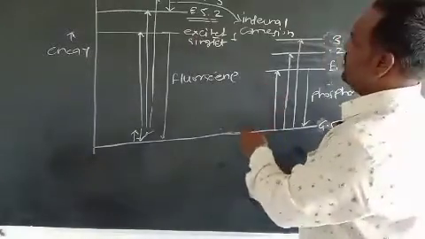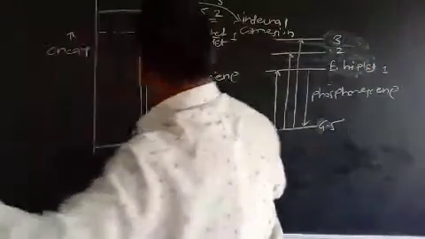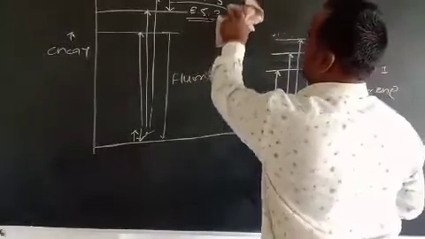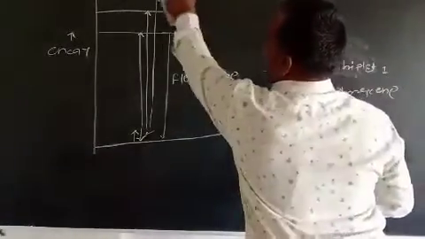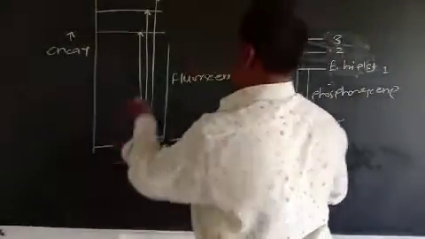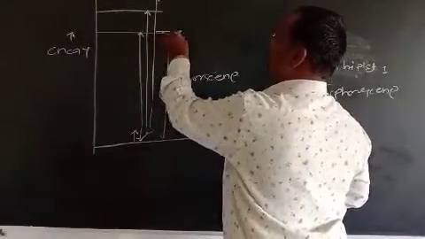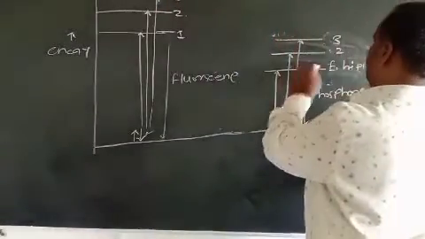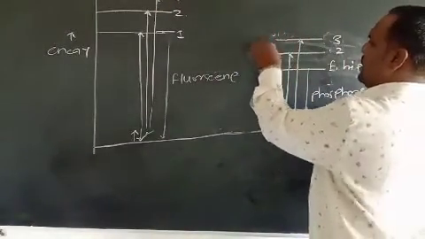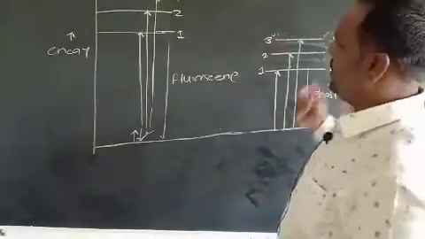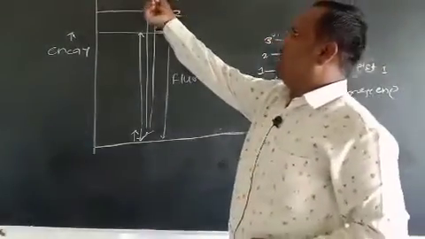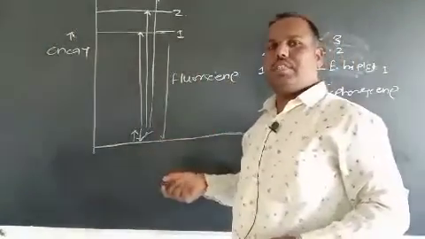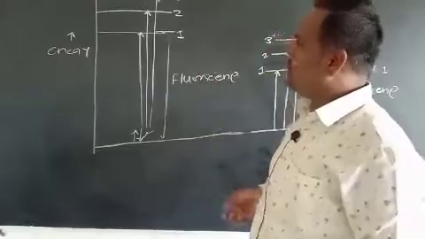In this case, if we consider another process of deactivation, consider this is your first, second and third excited singlet state, and this is your first, second and third excited triplet state. This process, that is excited singlet third to excited singlet second, is called internal conversion. It is a non-radiative process, no emission of radiation.